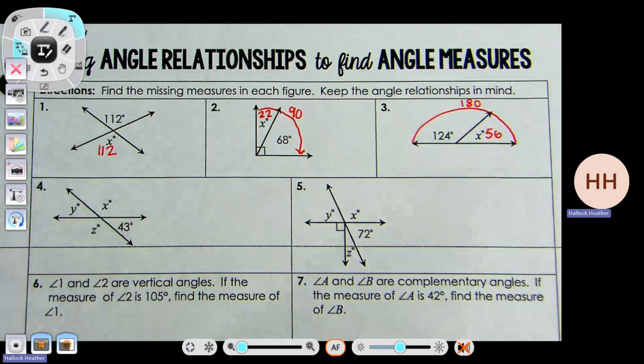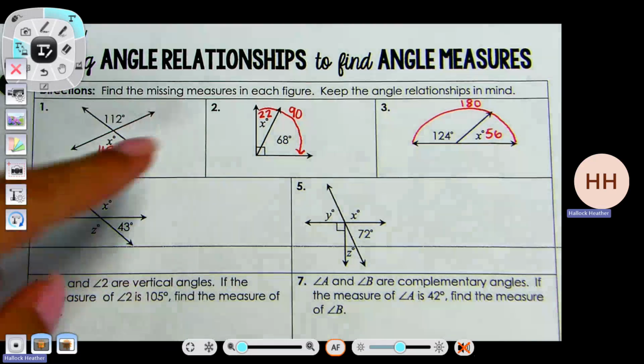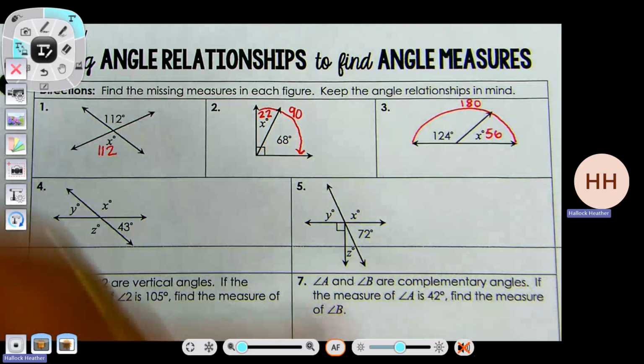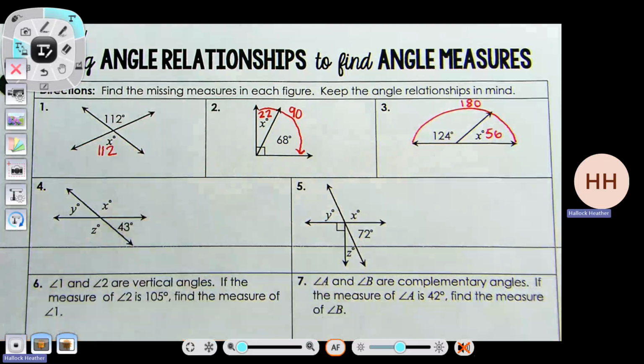Vertical angles are congruent. If 112 is up top, 112 automatically goes to the bottom. If this is 68, you have the 90-degree square. You're adding to make 90, so that's 22. This is a linear pair, so it's adding to make 180. So I subtract from 180, I get 56. Let's go to number 4.